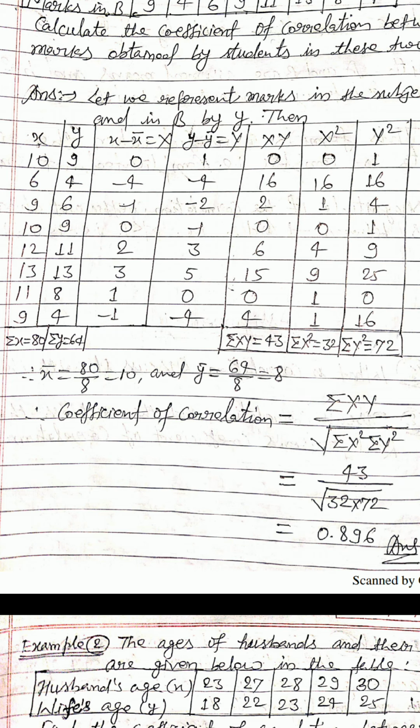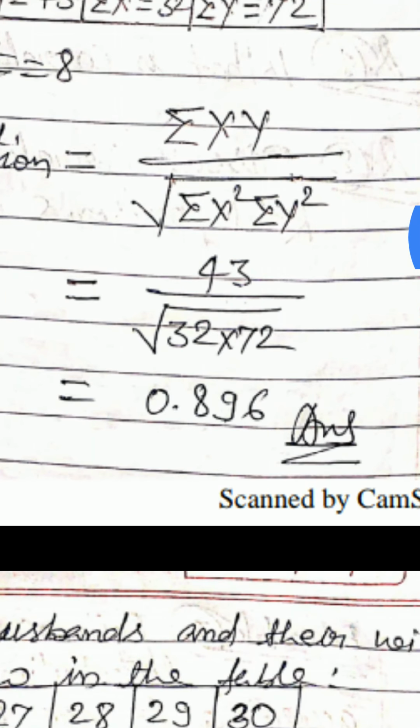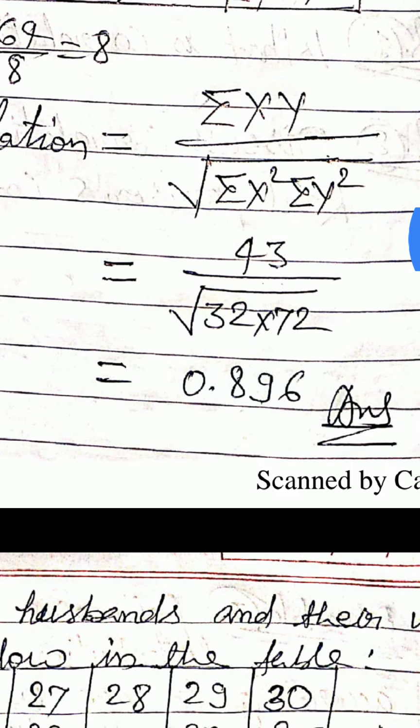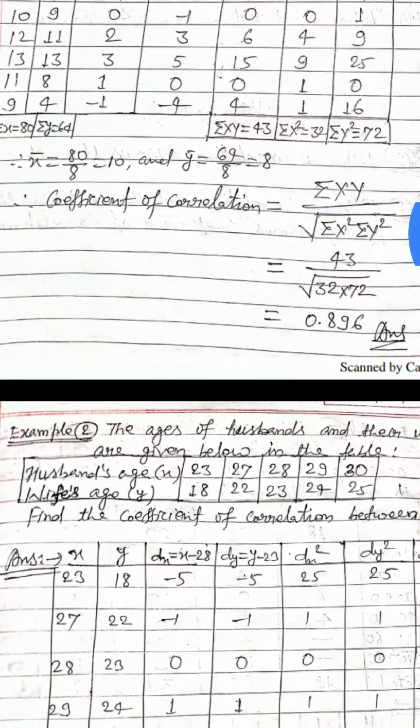By which we find x bar and y bar, and then we subtract these from x, so we get capital X, x minus x bar, and similarly capital Y, that is y minus y bar, and then XY, capital X square and capital Y square. Then we find the total values, substitute those values in the formula, and finally we get 0.896. So that's the coefficient of correlation for question number 1.